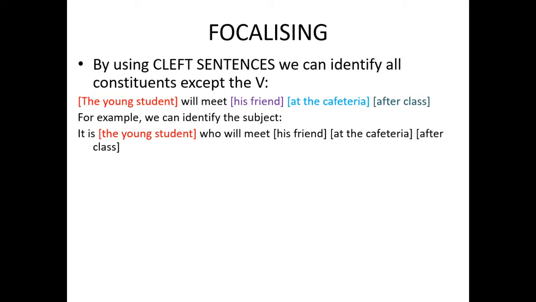You can also identify the direct object. It is his friend whom the young student will meet at the cafeteria after class. Very few people would use whom here. Most people are really sloppy with their grammar, but actually if you are properly educated in English, you know that here whom is the only correct choice, and the reason for this is that his friend is actually the object.